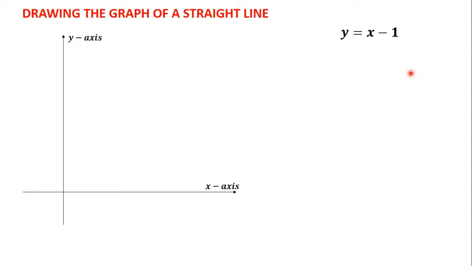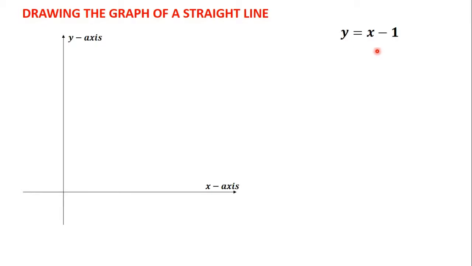We have already learned that if a point falls on a straight line, then the coordinates of the point will obey or satisfy the equation of the straight line. So all points that fall on the line y is equal to x minus 1 obey or satisfy the equation y is equal to x minus 1. This means that if a point falls on the line y is equal to x minus 1, when we substitute the x coordinate of the point into this equation, the y value that we will get will be the same as the y coordinate of the point.